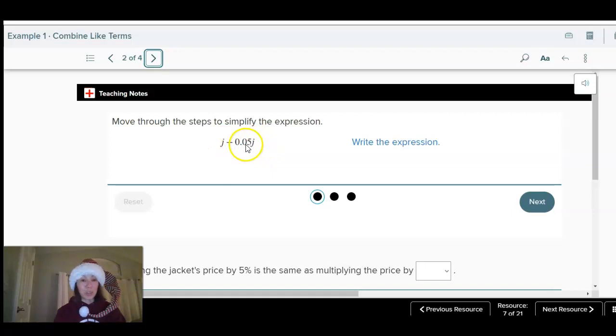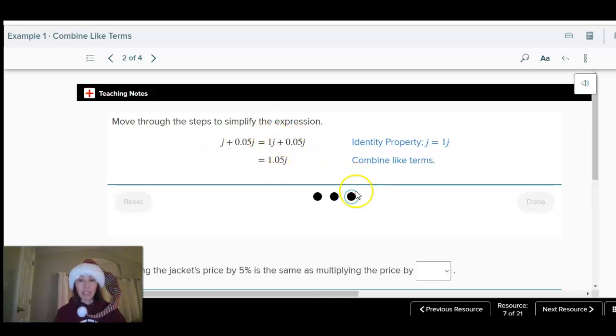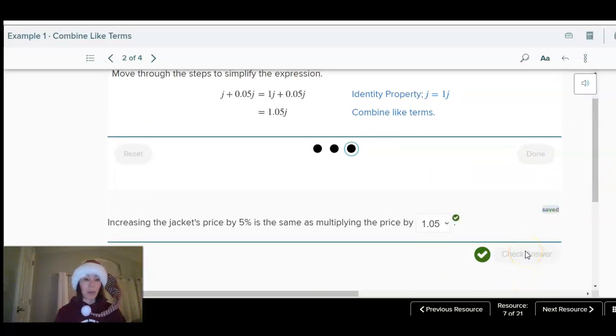So I have a J plus 0.05J. Are these like terms? Well, they both have J to the first power. Remember, even though it's not written, there's always an exponent of 1 there. So these are like terms. So all we have to do to combine these is add the numbers in front of the J's. And remember that even though it's just a J, it's really the same as 1J. So we would add 1 plus 0.05 to get 1.05J. So increasing a jacket's price by 5% is the same as multiplying it by 1.05.